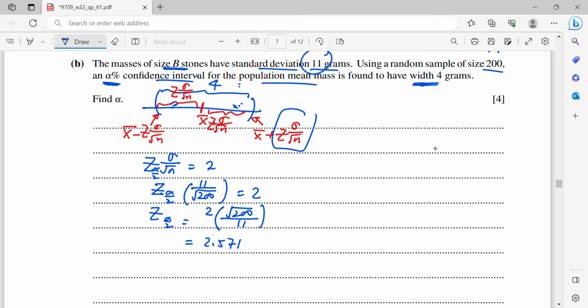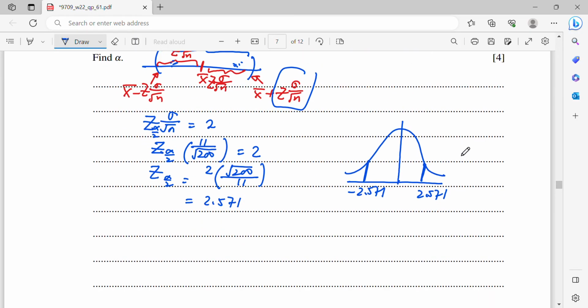So this 2.571 is basically from the graph, the line over here. This is 2.571 and here is negative 2.571. Now you have to refer to the table. From here, I need to find out when it is 2.571, what is the probability, so that this critical value is 2.571. So I will just read from the table.